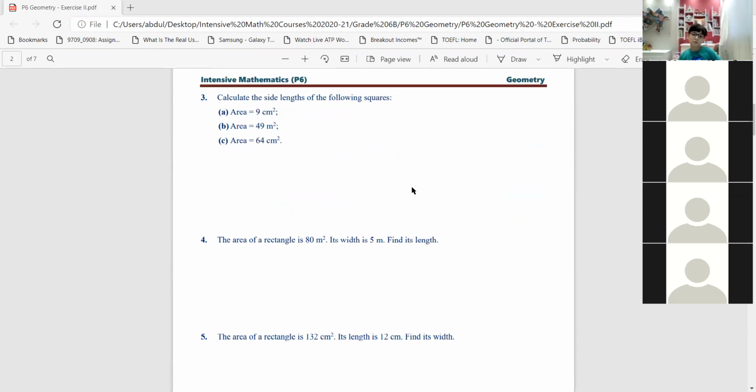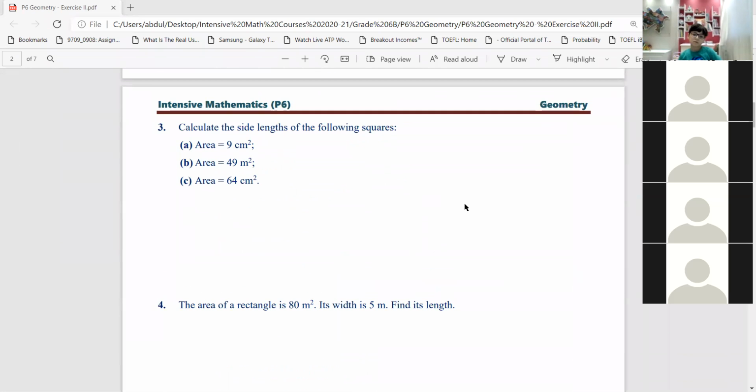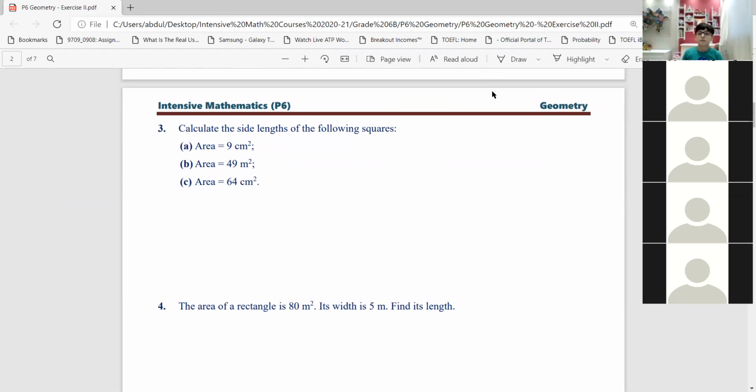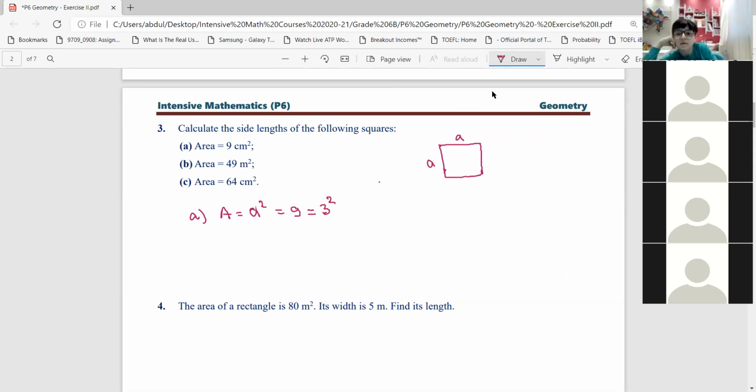All right, we will start with question 3. Calculate the side length of the following squares, right? So the area is 9. If we just do only one, let's say that's our square, and the side length is A. Area is equal to A squared, right? And it is given as 9 centimeters squared. So we know that 9 is a square number. It's just equal to 3 squared. So A squared is equal to 3 squared. What is A? A should be equal to 3.